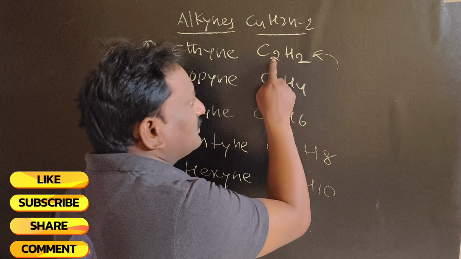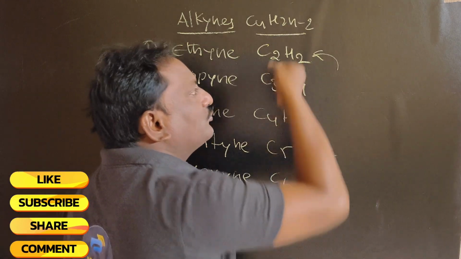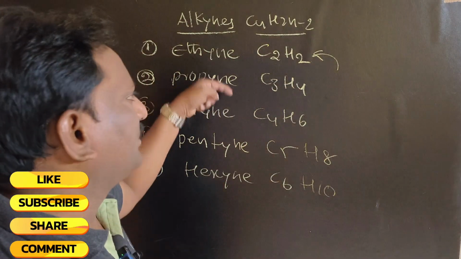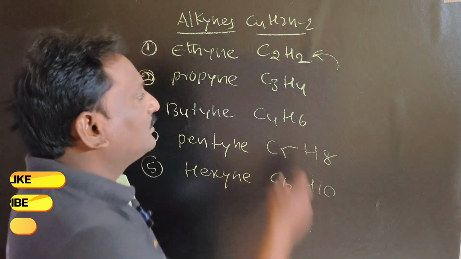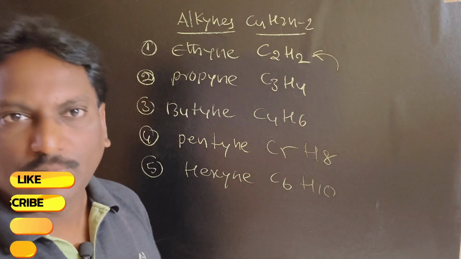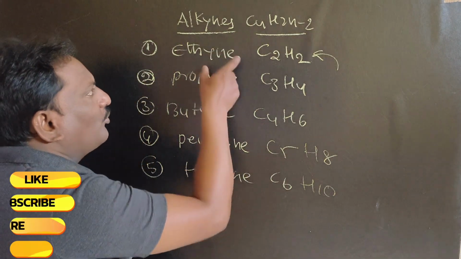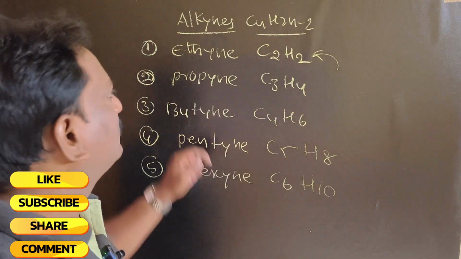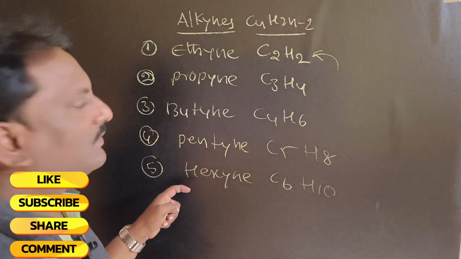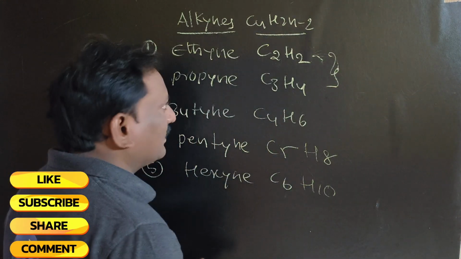So the chemical formulas are C2H2, C3H4. If you add a CH2 group to one, you will get the next one. Please remember that the difference between these two is a CH2 group. So to get the next member, add a CH2 group to the previous one. Okay, right. So that is the homologous series of alkynes: ethyne, propyne, butyne, pentyne, hexyne. If you want to find the difference between these two, you can try yourself.